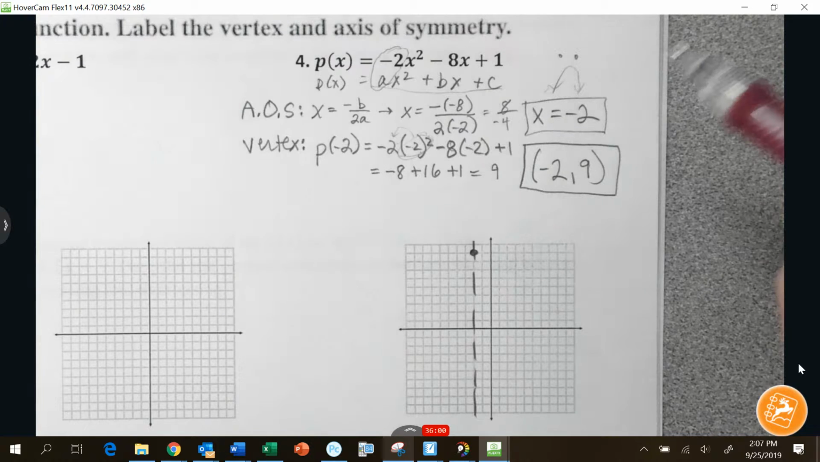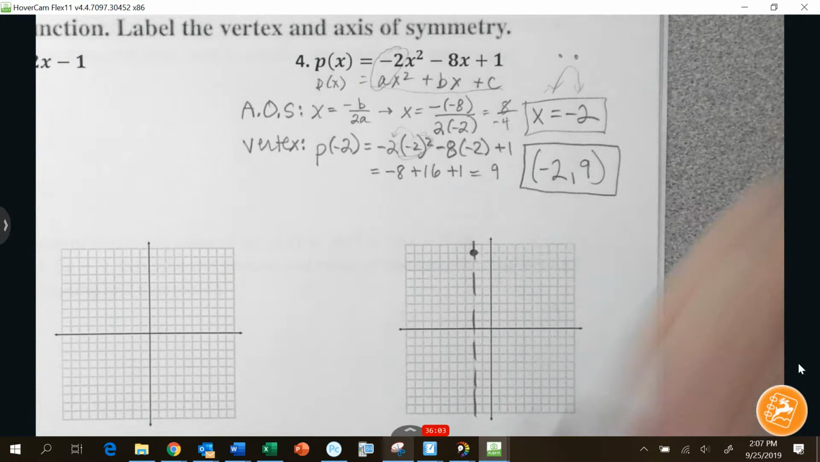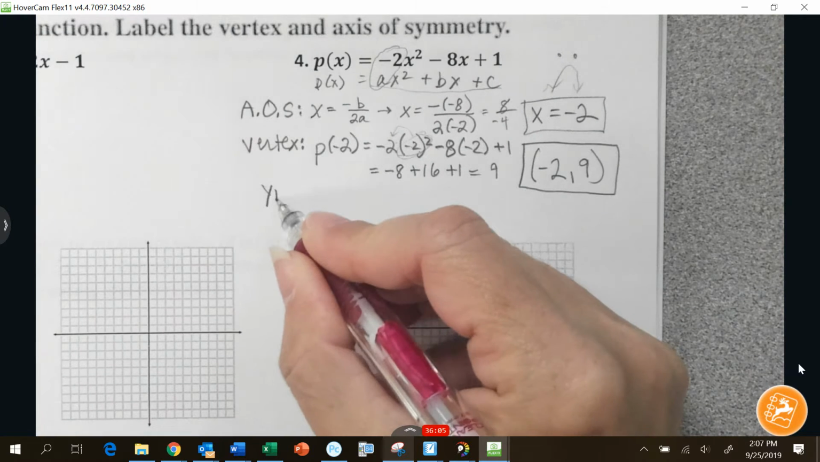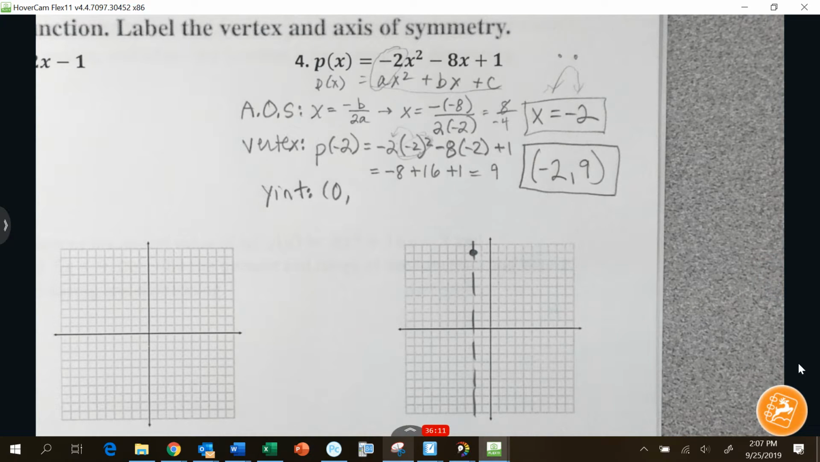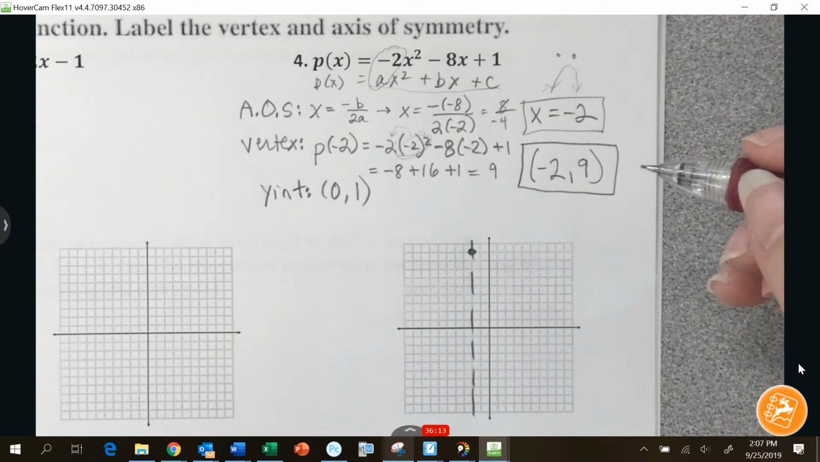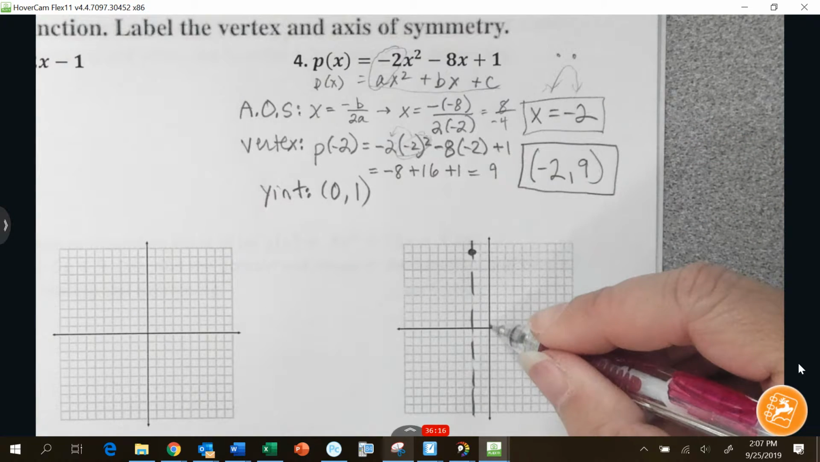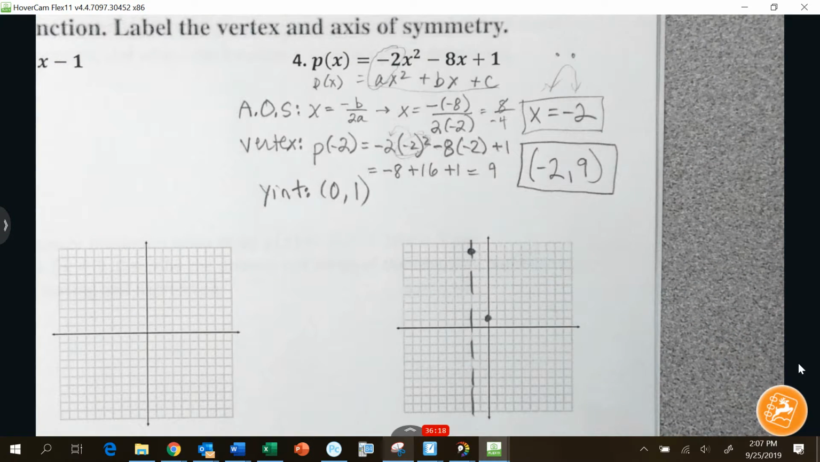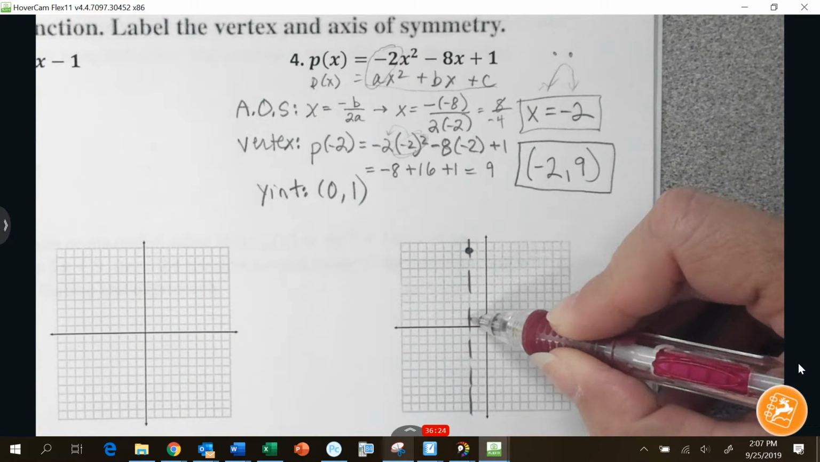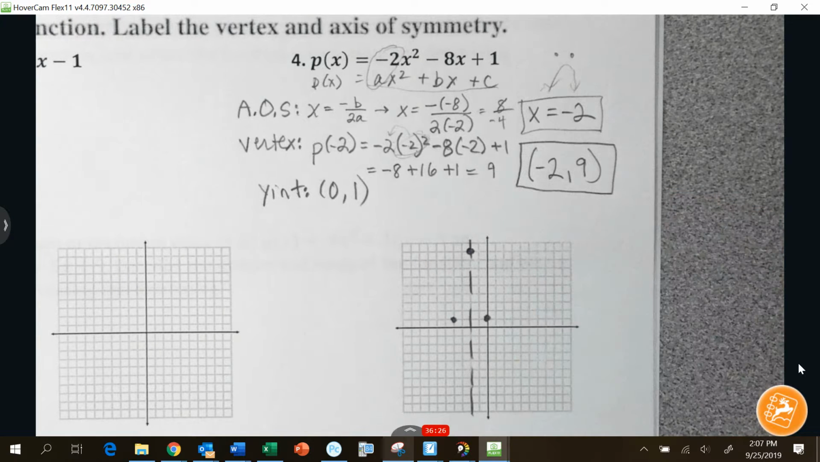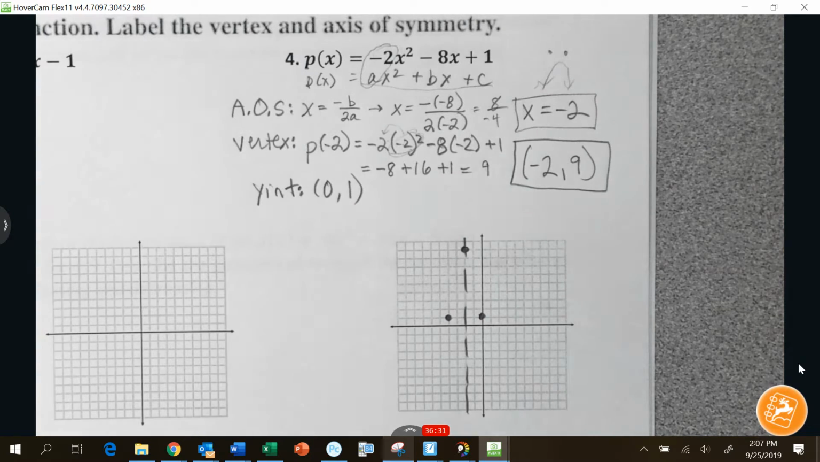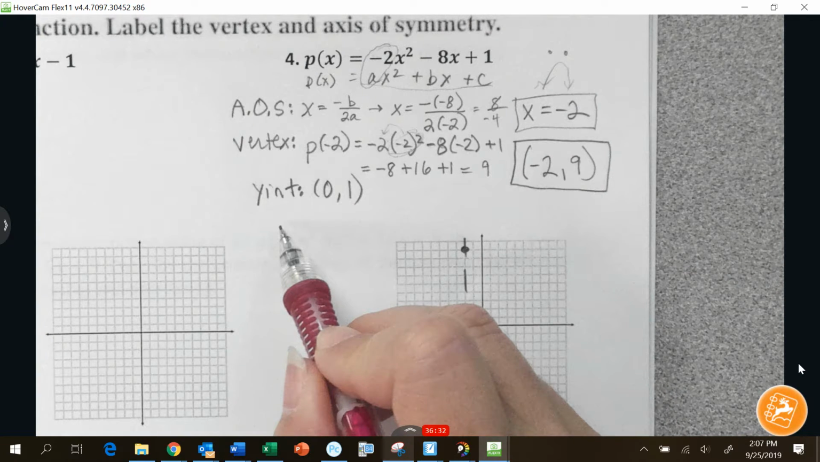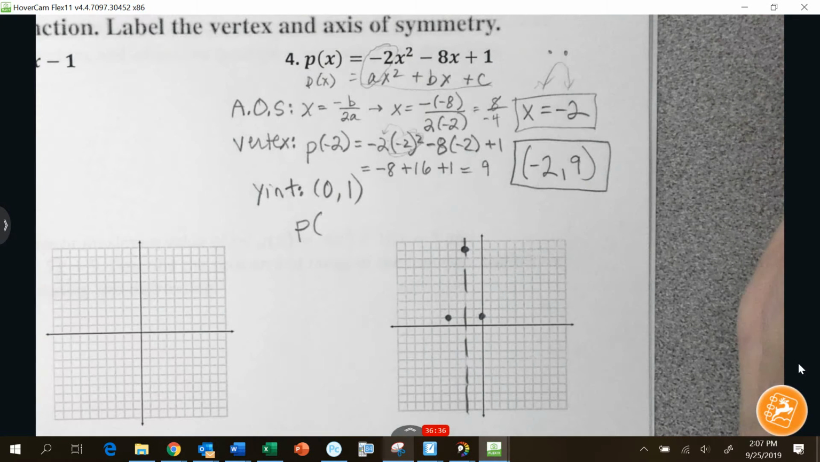Okay. So I graphed my vertex from here. Let's find our y-intercept. What is our y-intercept? Plug in 0, what do we get? 1, it's the c value. Boom. 0, 1, y-intercept. And I'm going to use that reflection, which is 2 away, to find the other point there. For the vertex, you just took that axis of symmetry and plugged it in for x. That's exactly what it is.